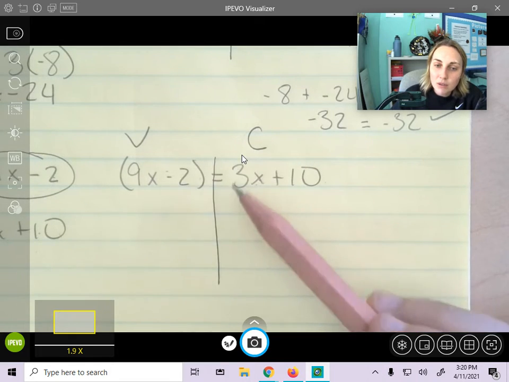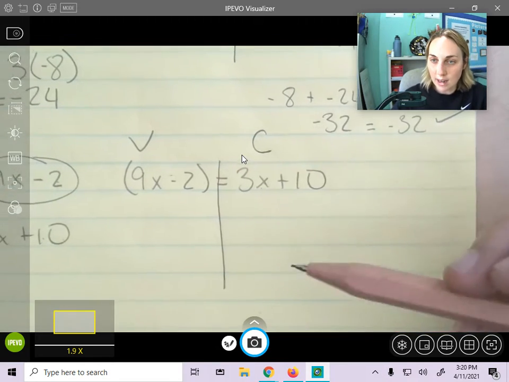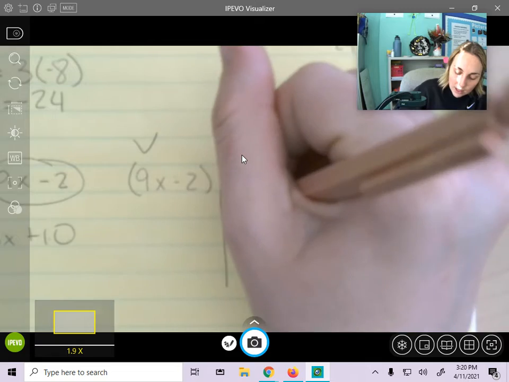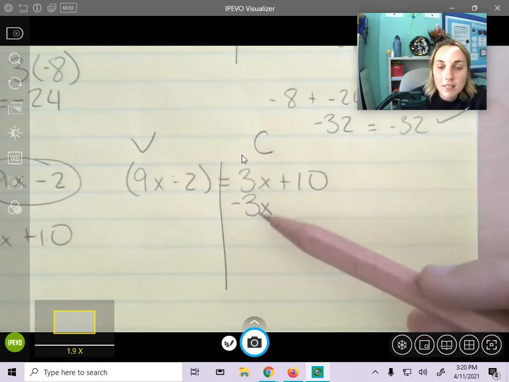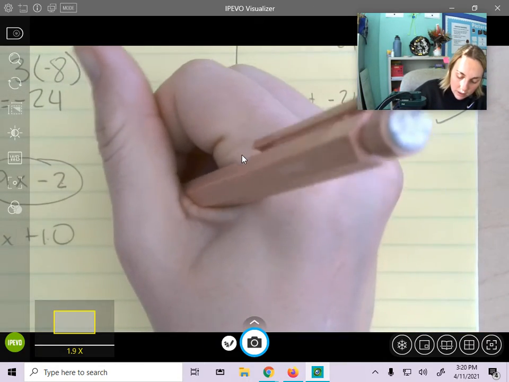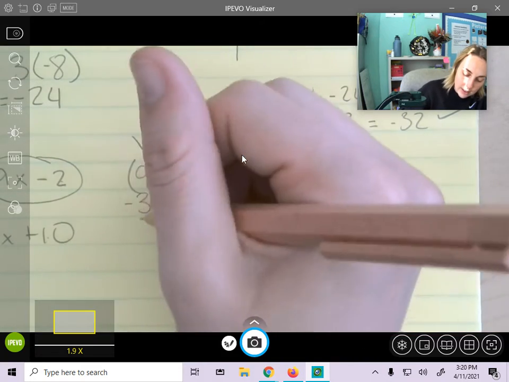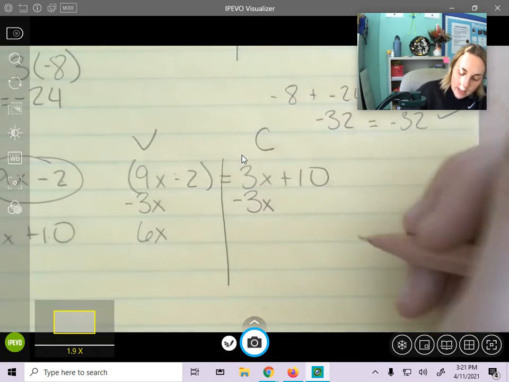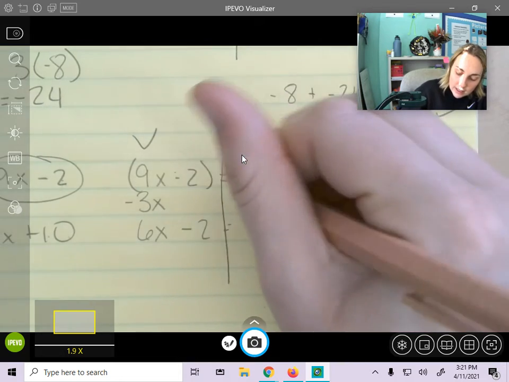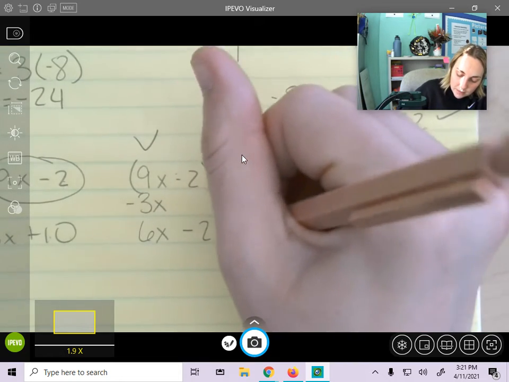So to move a positive 3x, I have to do the opposite, which is a negative 3x. So I'm going to subtract 3x. And whatever I do on one side, I have to do on the other side as well. 9 minus 3, 6x minus 2. These canceled out. I'll bring down this 10.